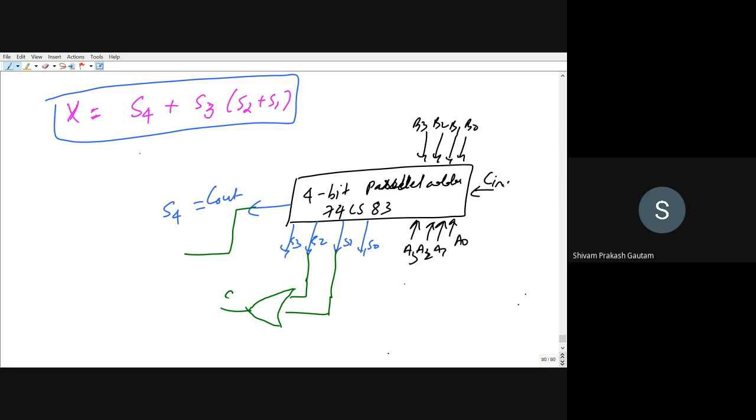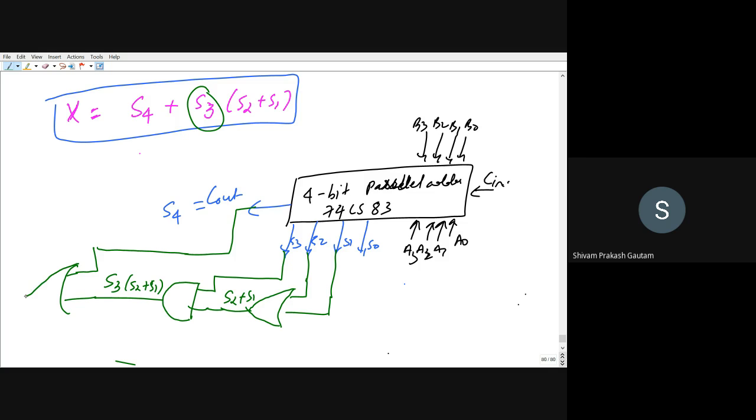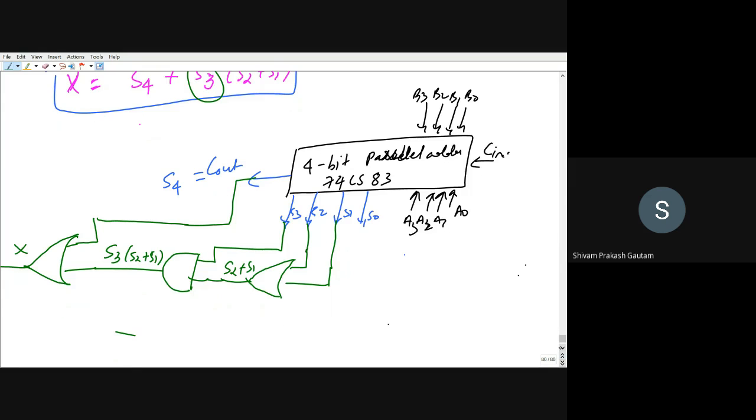This will be S2 plus S1, and this is multiplied by S3. S3 is this. I will have to pass it through an AND gate. So this logic is S3 into S2 plus S1, and finally I have to add it with S4. So just see, I have to add it with S4. So this will again be passed through an OR gate. So this is our X, right?